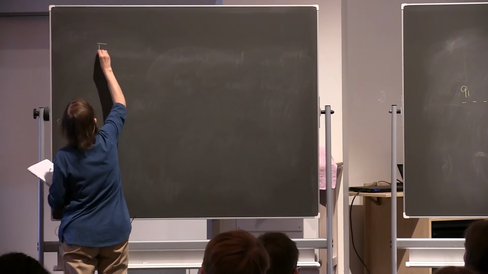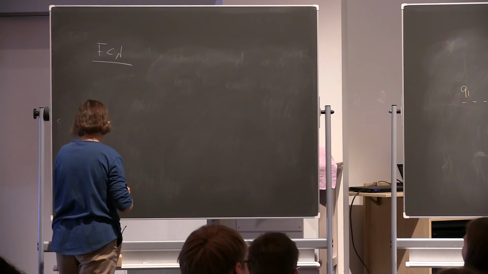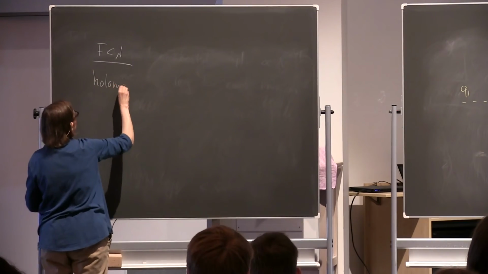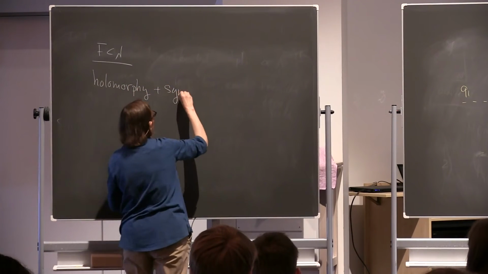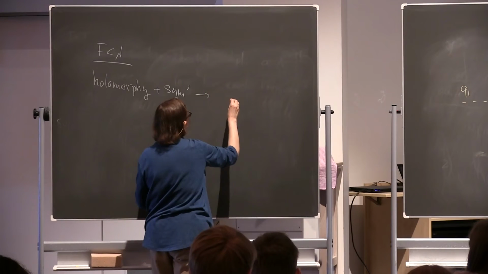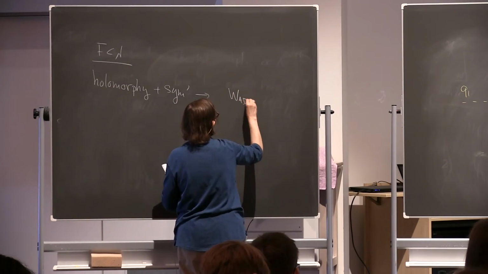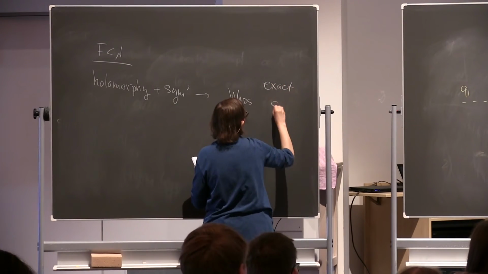So we've looked at number of flavors smaller than N, and we saw a number of things. We saw that holomorphy plus symmetries determine the exact superpotential, the Affleck-Dine-Seiberg (ADS) superpotential.